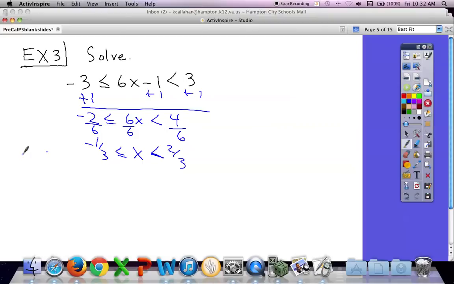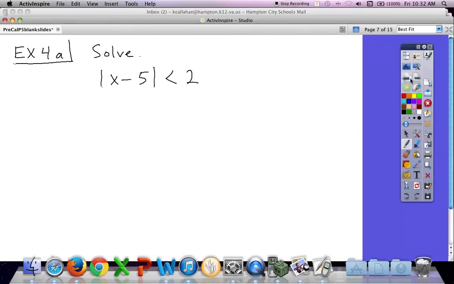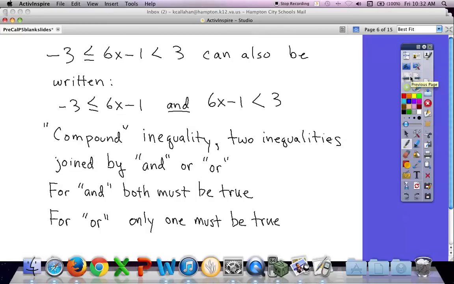Well, you might have dealt with this differently. I'm going to flip forward a second just to show you this, right? You could have also done it like this, and you probably did it this way in previous classes, where you would break it up and deal with it like negative 3 is less than or equal to 6x minus 1, and it connects with an and, 6x minus 1 is less than 3, and then solve them both individually.